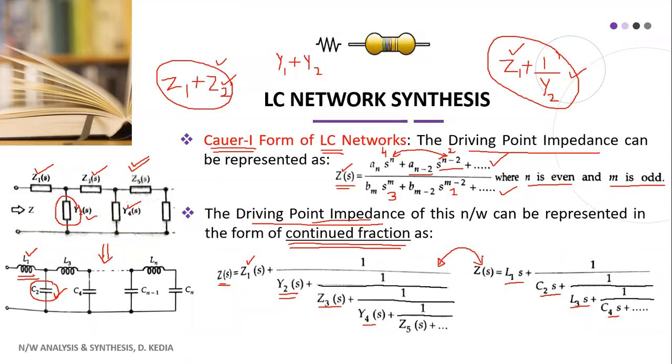You must understand these representations and correlate this generalized representation with your inductors and capacitors. If you remember this, then it will be a very simple job for you to synthesize LC networks through Cauer forms. I hope all of you have understood this. Fine. Let us now move forward.